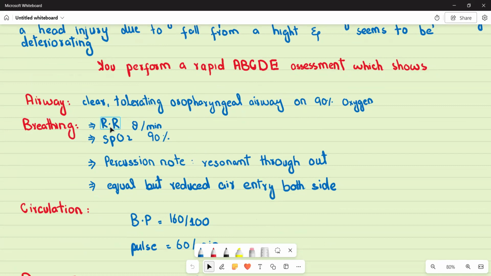Breathing. So respiratory rate is 8 per minute. So you can see that the respiratory rate is low because for a normal adult person, respiratory rate between 15 to 20 is normal. So this is a low respiratory rate. Oxygen saturation on pulse oximetry is 90%. Percussion note, it's resonant throughout. On auscultation, there is equal but reduced air entry in both lungs.